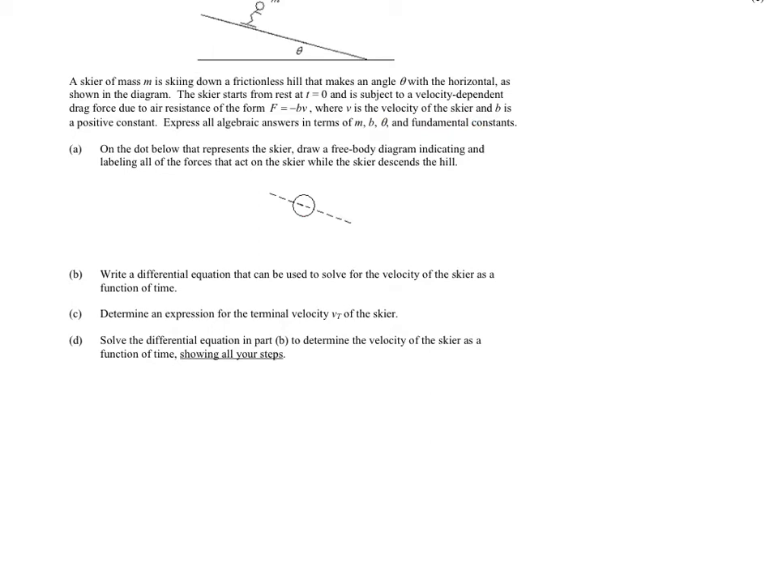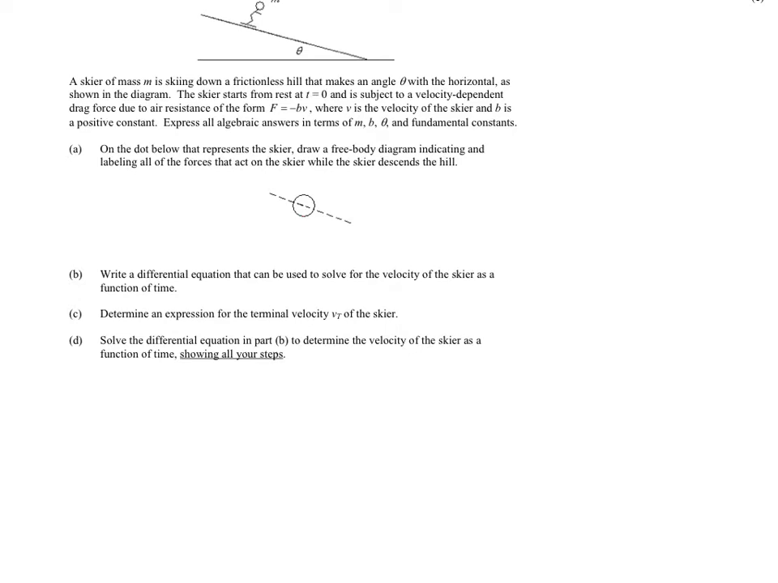In this case, they probably mean lowercase g. All right, and then it says part A. On the dot below that represents the skier, draw a free body diagram indicating and labeling all of the forces that act on the skier while the skier descends the hill. And the AP people have, in recent years, apparently shifted to the idea that free body diagram should have all the forces starting on the body and then pointing away from the same dot.